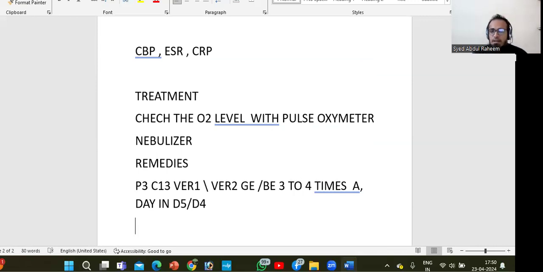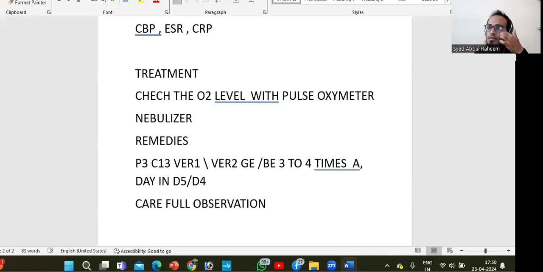Next, remedies internally you can give according to the condition. An acute condition needs very careful observation. Suddenly something may happen. Sometimes you need hospitalization if the patient is not settled in your clinic, at a higher center. So careful observation is needed.